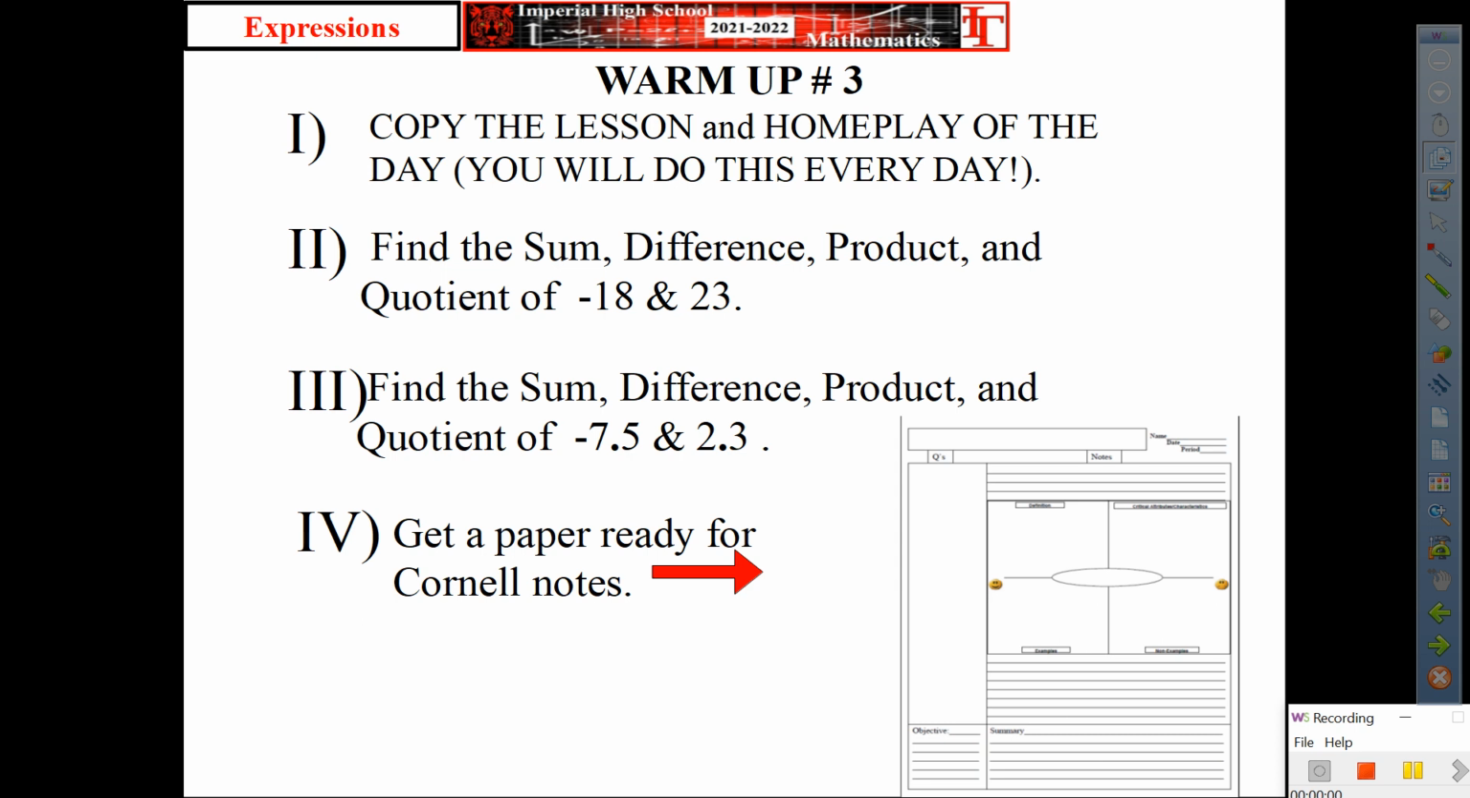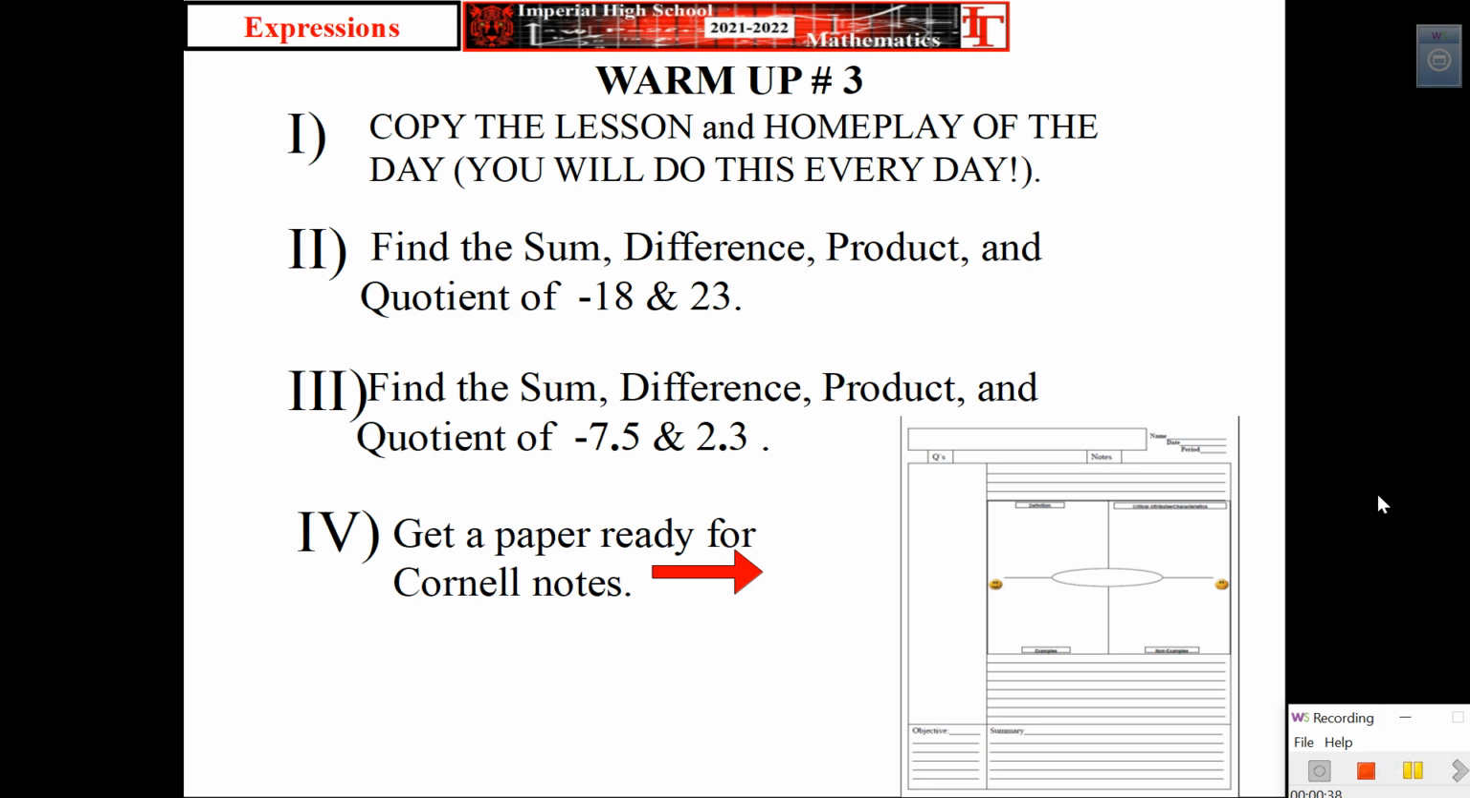However, we have warm-up number 3 on the screen. Don't copy number 1, so go straight to part 2 and part 3. Work on those. And this time, I am going to be calling some of you to give me some answers. By now, we should be able to do these, yes? All right, so I'll give you some time for that. So let's get to work.